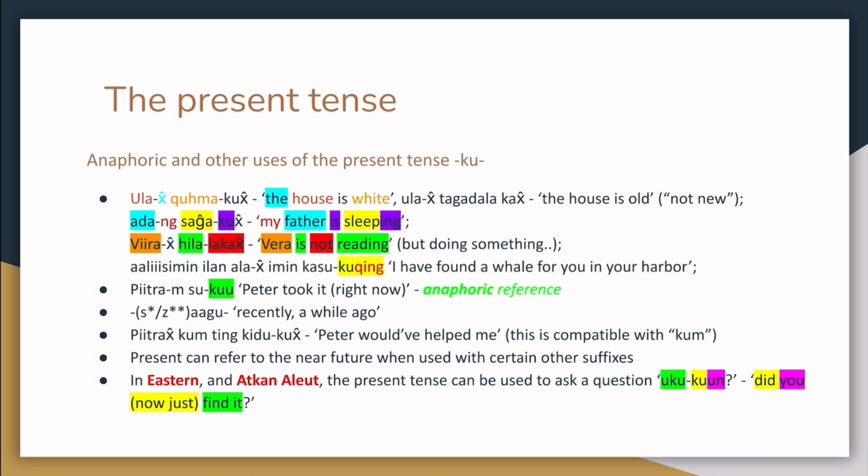Uku means find. Ku means "in this way," meaning "did," and that would be the particle that's creating a question here. And then "did you now just find it?" That helps to form that question. That helps to make it more like a question when you form it in that order.